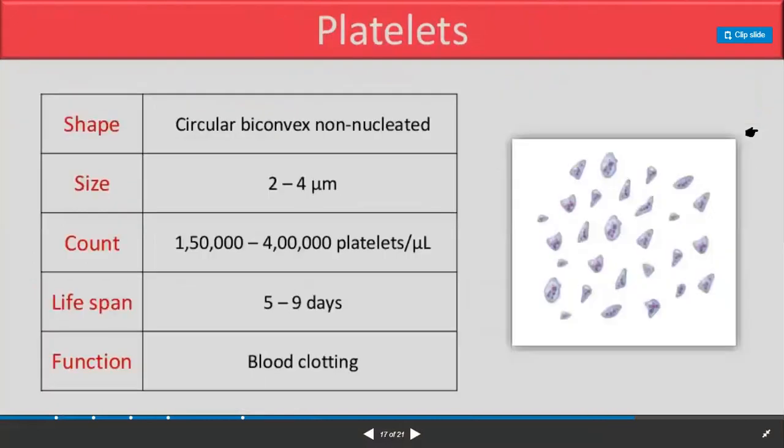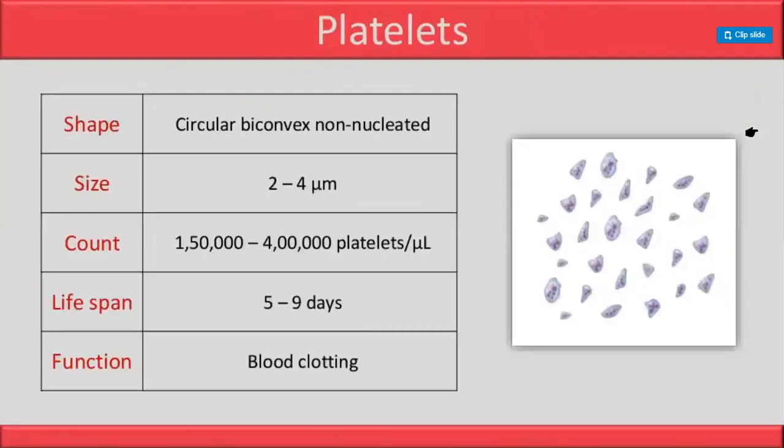Okay, let's look at the platelets. So the platelets are the last group of blood cells, because we said there are three main types of blood cells: erythrocyte, leukocyte, and thrombocyte. So another name for the platelets is thrombocyte. And these thrombocytes have a very important function. But before we get to their function, let's look at the shape and the size of these platelets.